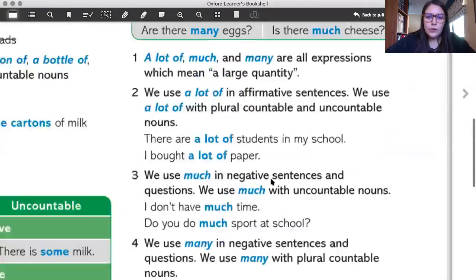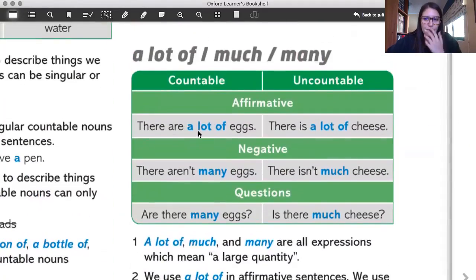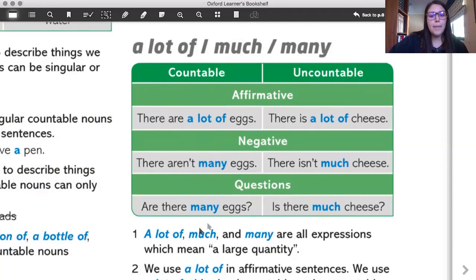And here we go to this part. Here we have countable nouns, and here we have uncountable nouns. For the affirmative, we use a lot of in both cases. There are a lot of eggs and there is a lot of cheese. We're talking about quantities, large quantities of food in this case. In the negative, we use many for countable nouns and much for uncountable nouns. That's in questions and every time that we talk about quantities.